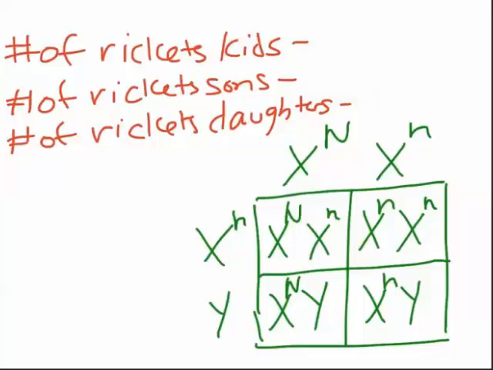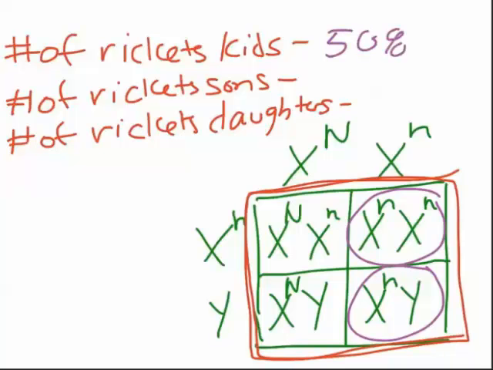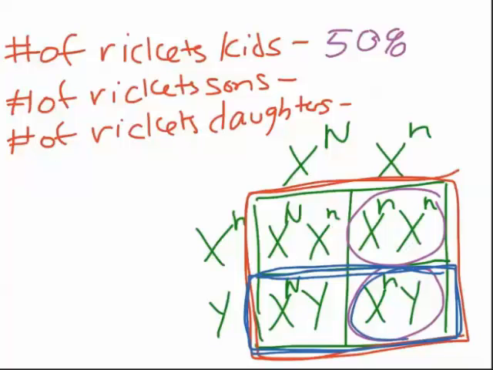Okay, so again, I can ask you what the total number of any kid having rickets. So out of all of the children, no matter if they're boy or girl, this kid would have rickets and this kid would have rickets. So that's 2 out of the 4 kids. So there's a 50% chance if they have a child, their child will have rickets. But if I'm just asking about sons, my sons are right here. There's only 2 sons. One of the sons does not have rickets, and one of the sons does have rickets. So again, you have a 50% chance of having a son who has rickets.